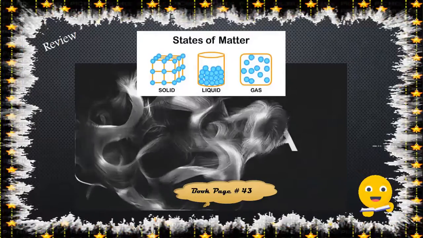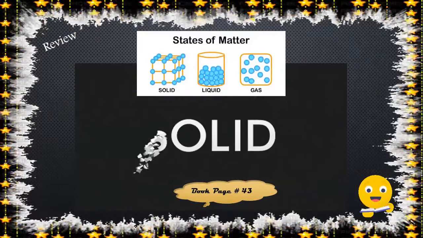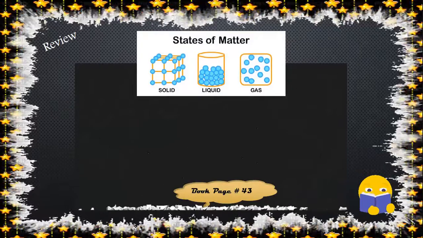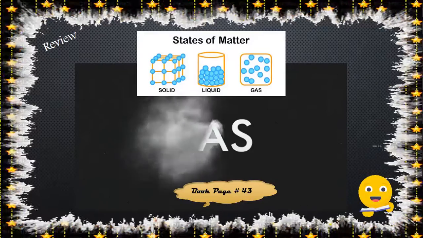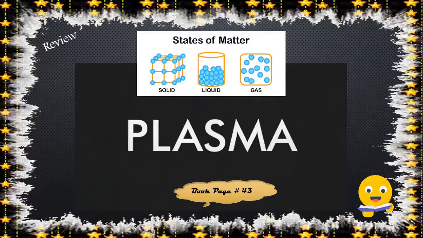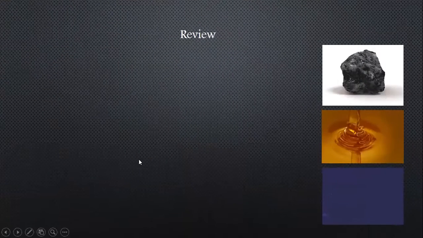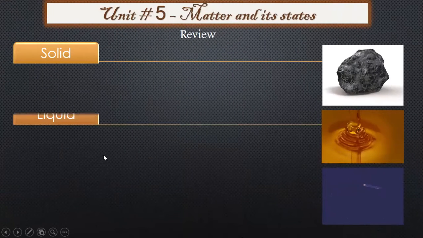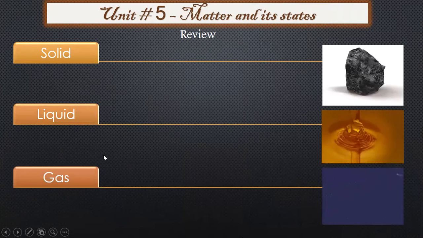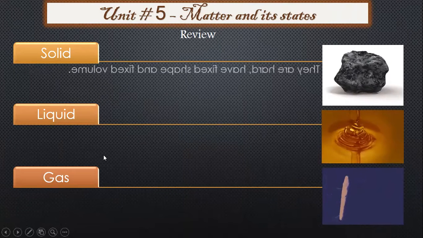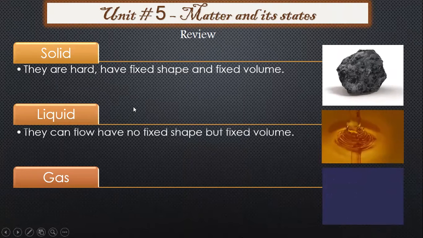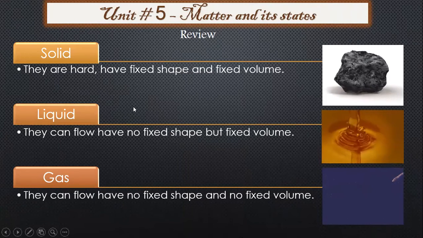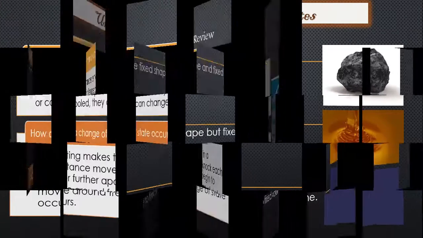Similarly, there are bigger spaces between the particles in a gas. They are not linked to each other and can flow freely in all directions. For this reason, gases have no fixed shape and no fixed volume. So students, in book page number 49, question number 2, we have done this. The 3 properties of solids: they are hard, have fixed shape, fixed volume. For liquids, they can flow, they have no fixed shape but fixed volume. And for gas, yes, they can flow, they don't have fixed shape and they don't have fixed volume.